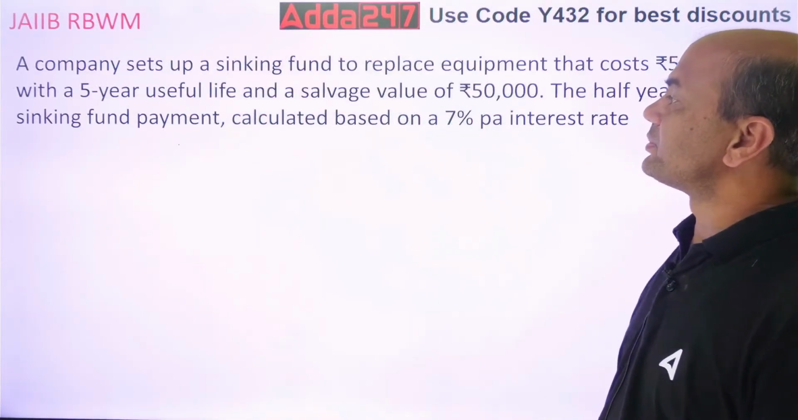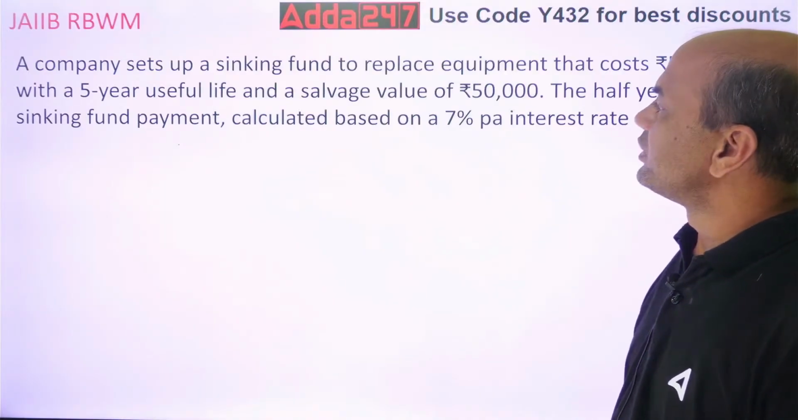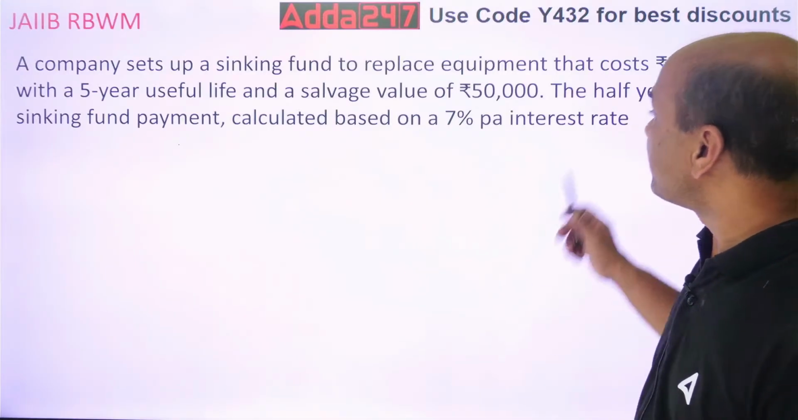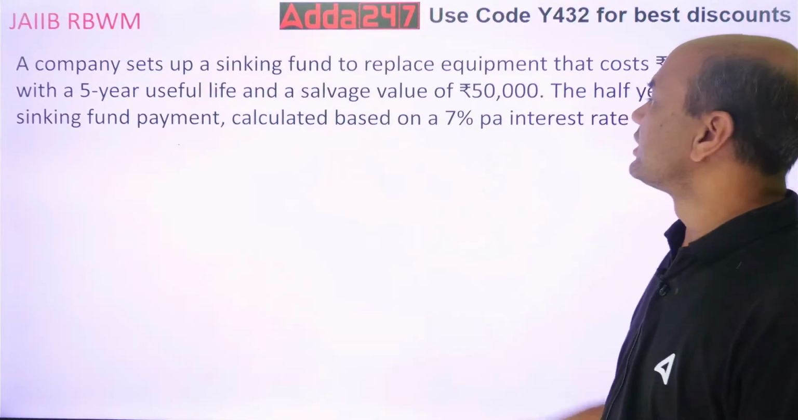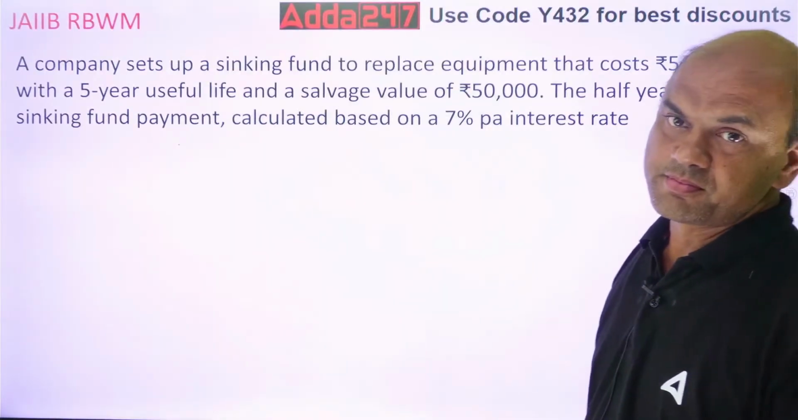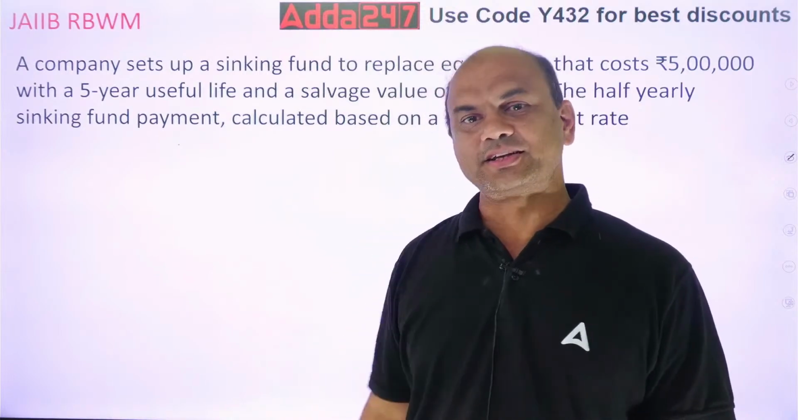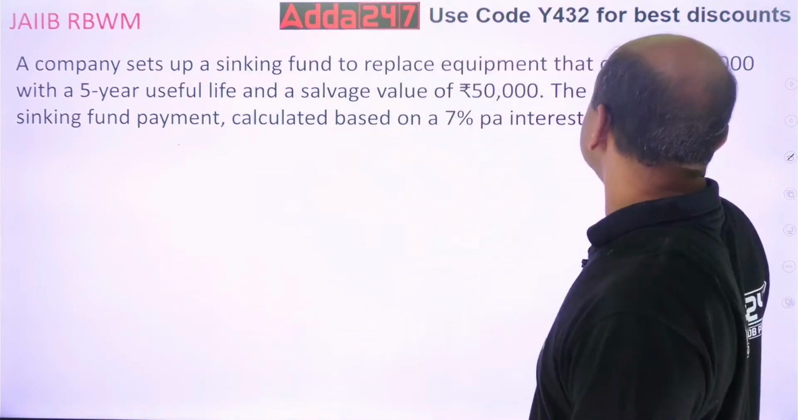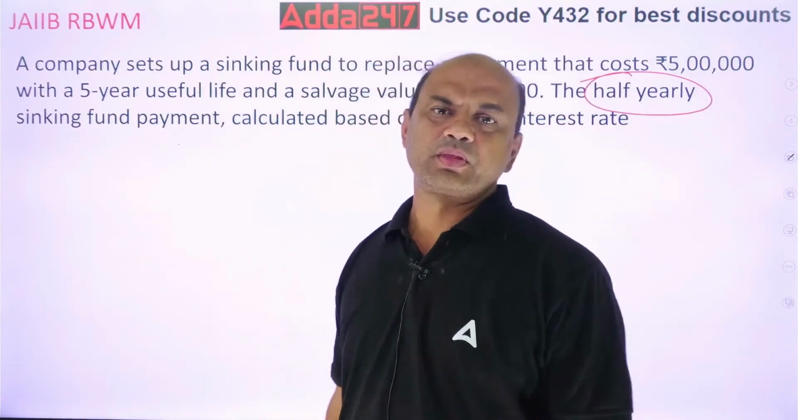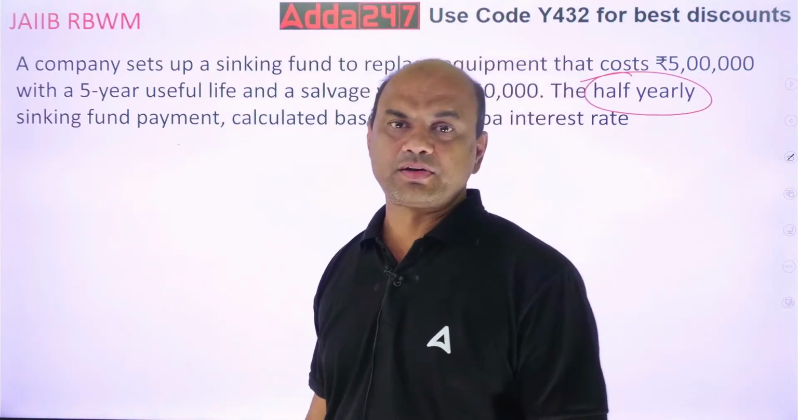A company sets up a sinking fund to replace equipment that cost rupees 5 lakh with a 5-year useful life and a salvage value of 50,000. The half-yearly sinking fund payment is calculated on the basis of 7% per annum interest. Very typical problem, same as the earlier one, but a slight change: half-yearly, and the whole problem changes.